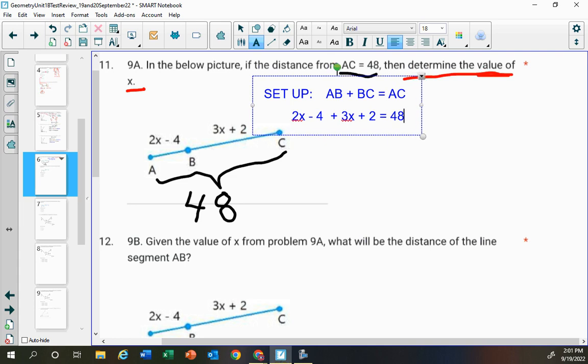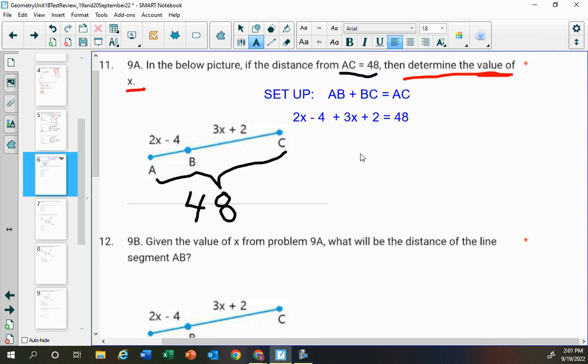Well done. Are we forgetting the 3x plus 2? What's that, Brooklyn? Are we forgetting the 3? Oh, no, we didn't. That's okay. Good question. What you're doing is a good idea, though. Double checking our work. It's always good to double check our work. It's always good to ask questions. We don't need the parentheses. But yep, AB is 2x minus 4. BC, 3x plus 2. AC, 48.